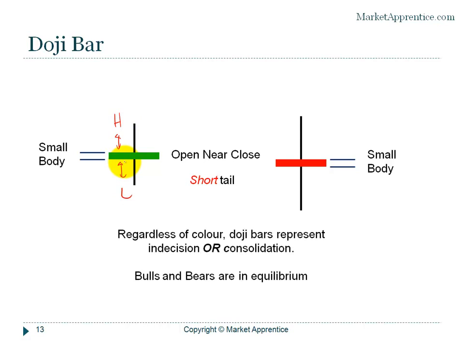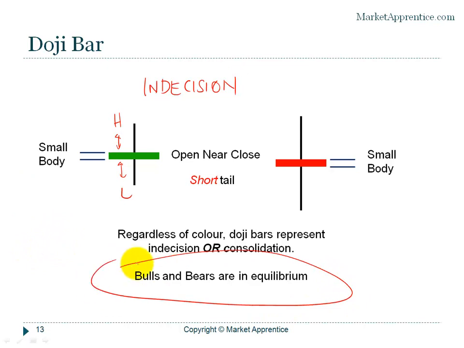Regardless of the color, a Doji bar represents indecision. It just means that the bulls and bears are in equilibrium. The bulls and bears in this context represent the buyers and the sellers, and both the buyers and the sellers are of equal strength.